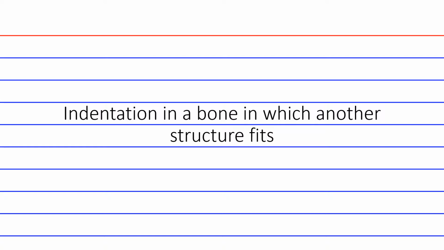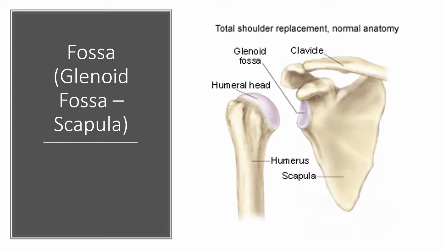So this is the indentation in a bone in which another structure fits. The answer is a fossa, the best example of a fossa being the glenoid fossa, which is a fossa located on the scapula that the humerus head attaches to or articulates with.